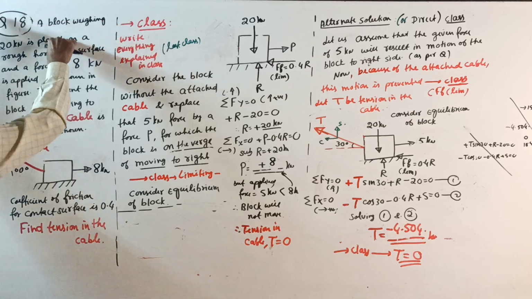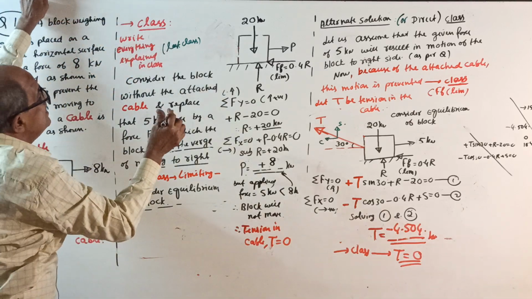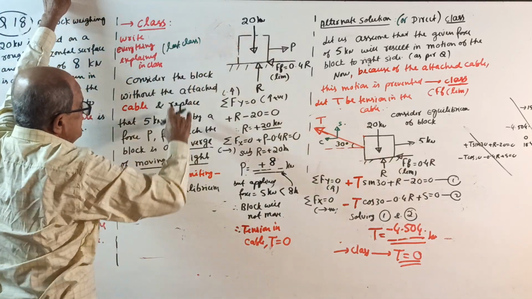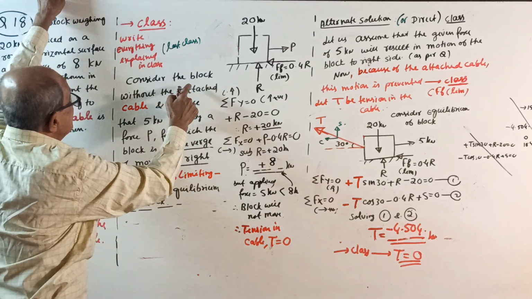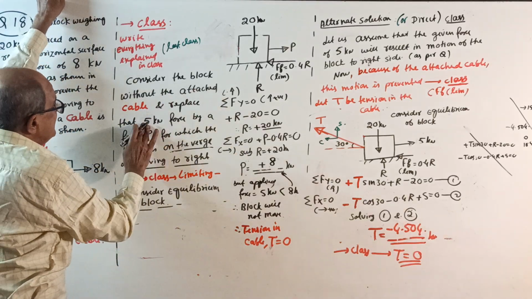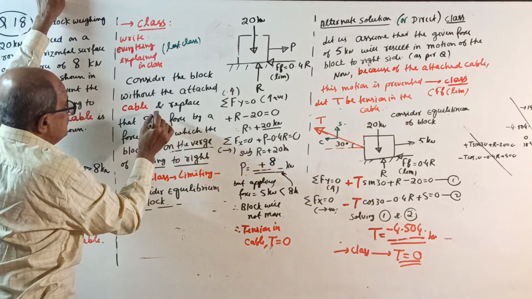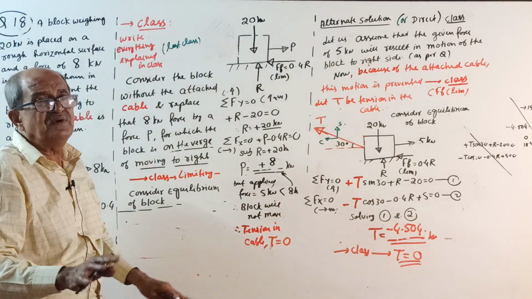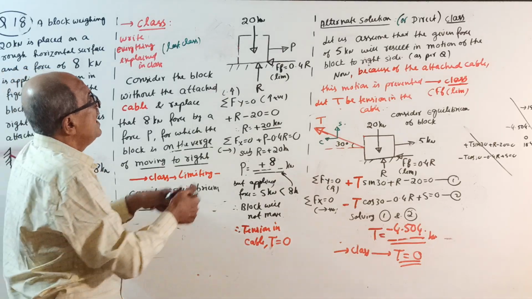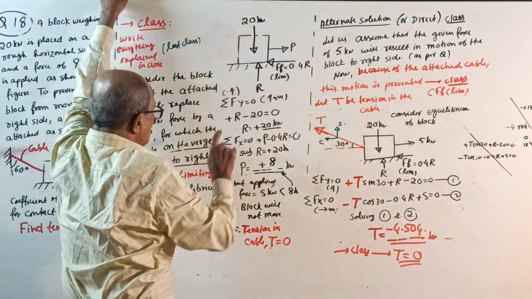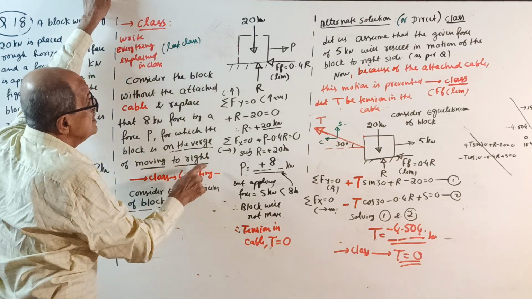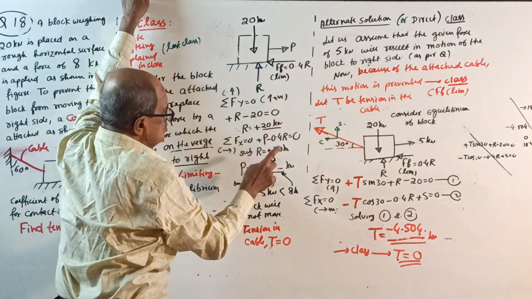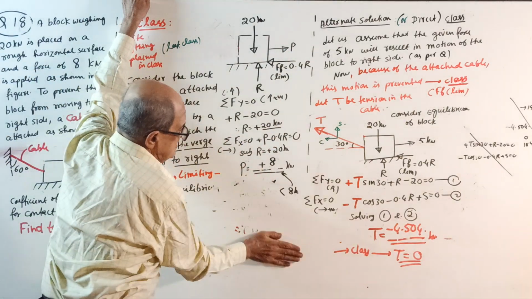Once again, write the question, the full statement. Now, in the same statement, you replace that 8 kilonewton force. They are applying a force of 8. What do you do? Don't consider 8. You find at what force the block is on the verge of moving. So it is P. Solving, we get 8 kilonewton.